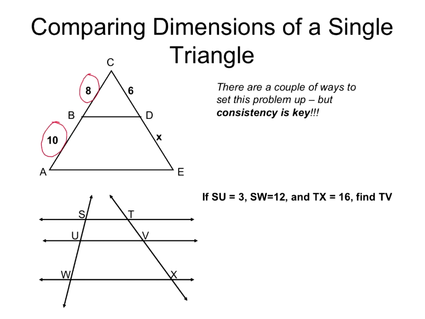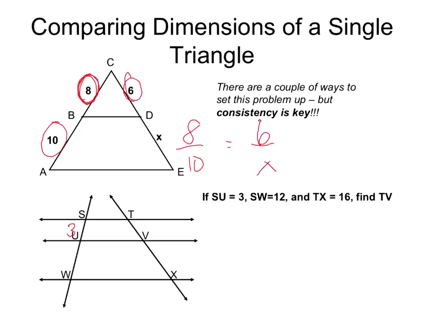I could say 8 is to 10, top is to bottom, as, how would I set up the other side? If I did the 8 first, the 6 would have to be on top, good. As 6 is to x. Then you would solve it by doing what? Cross multiplying, right?